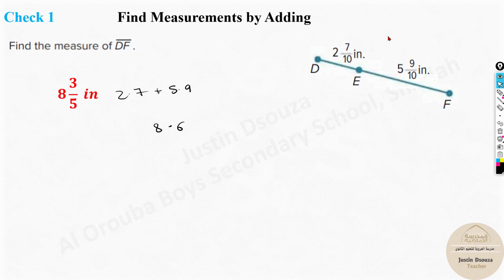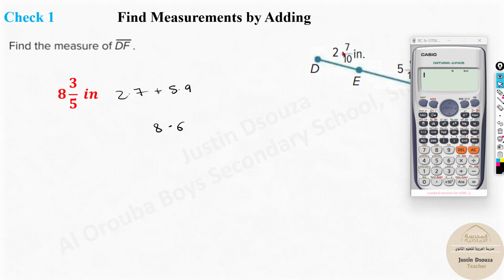Now let me show in calculator. So to use this, don't just go like this, okay? 7 by 10, and then if you put it as 2, it'll be wrong because it'll be considered as multiplication. Really, you need to add them up. Okay, you need to add them up. This is the correct answer.